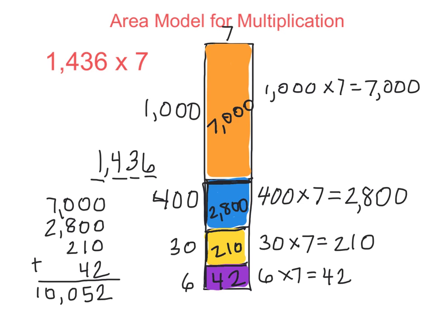Could check my work using a standard algorithm if I wanted to. 0 plus 0 plus 0 plus 2 is 2. 0 plus 0 plus 1 plus 4 is 5. 0 plus 8 plus 2 is 10. And then you would carry that 1 over, and 7 plus 2 plus 1 is 10. So, yep, 10,052 is correct. So the answer to my whole problem, back to the start, 1,436 times 7 equals 10,052. And that's it.